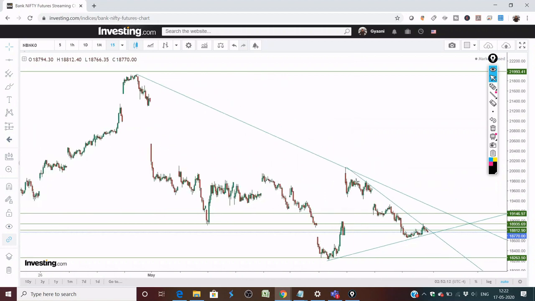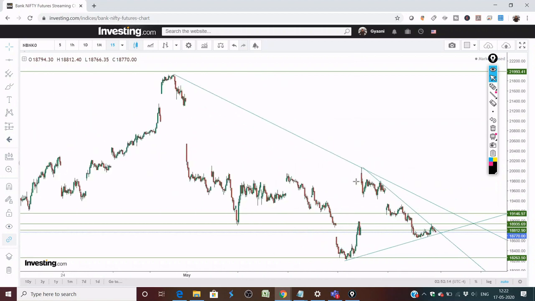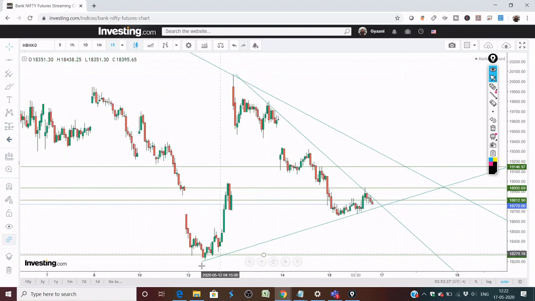So I have drawn these trend lines from the peak. This was the previous peak. We have drawn a trend line from this, and this is touching the nearest peak. These are the two peaks which are minimum for any trend line to be there. And there is one more trend line we have drawn from the low. So this is a pattern which has been formed, which is called a symmetrical triangle pattern.